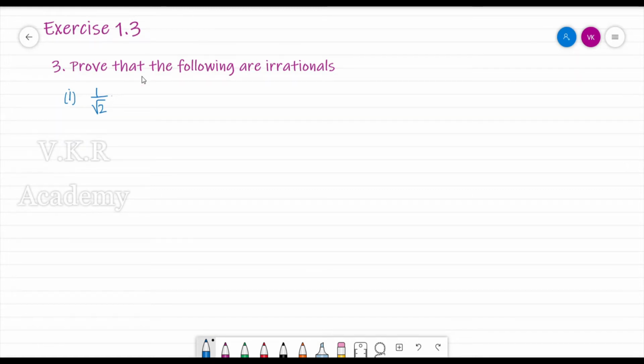Dear children, now let's discuss the first subdivision from the third problem of exercise 1.3. We are supposed to prove that 1 by root 2 is an irrational number. For proving this, we follow the usual technique, the method of contradiction.